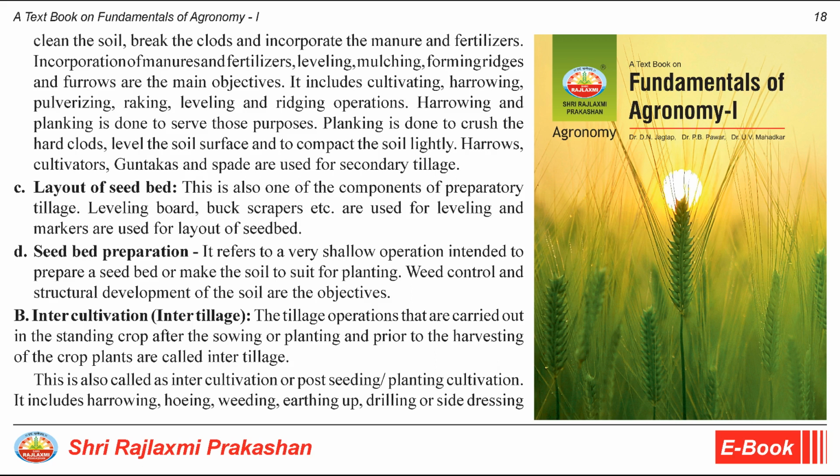Incorporation of manures and fertilizers, leveling, mulching, forming ridges and furrows are the main objectives. It includes cultivating, harrowing, pulverizing, raking, leveling and ridging operations. Harrowing and planking are done to serve those purposes. Planking is done to crush the hard clods, level the soil surface, and to compact the soil lightly. Harrows, cultivators, gantakas and spade are used for secondary tillage.